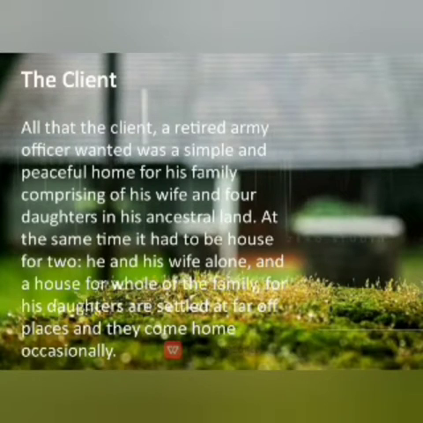The client is a retired army officer and he wants a simple and peaceful home for his family. He has 4 daughters. At the same time he wants the house to be for two, one for his family and the other for him and his wife itself.